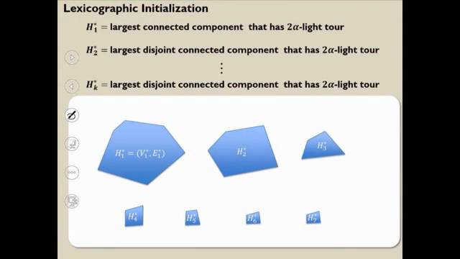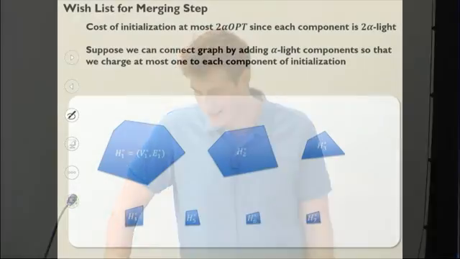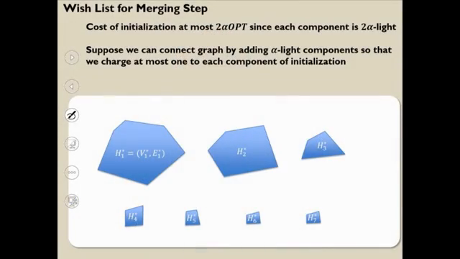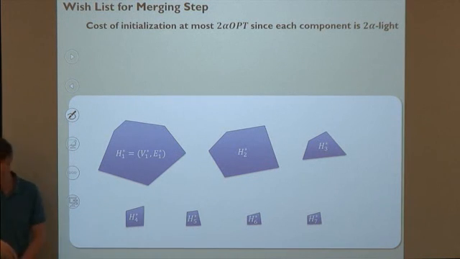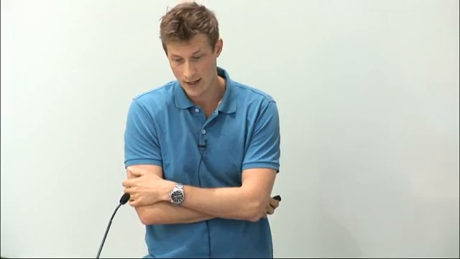Good. All right. So now we have done any more questions on initialization? Okay, so now we have our initialization. It costs us 2 alpha times opt, since each component is 2 alpha light. We have a Tor here using 2 alpha more than V1 star of the vertices. So what would our wish list of the merging step be?